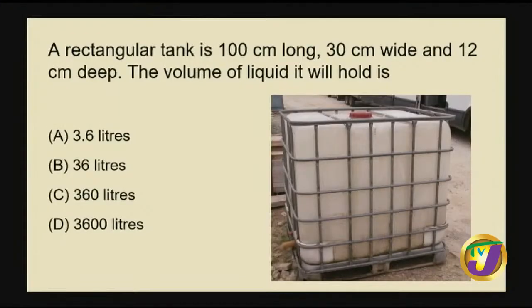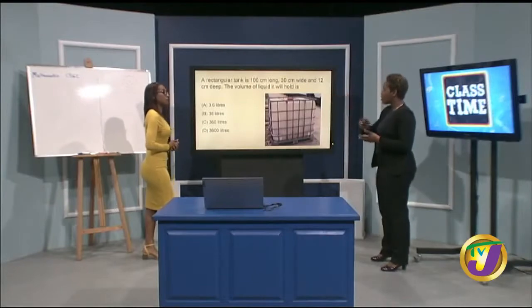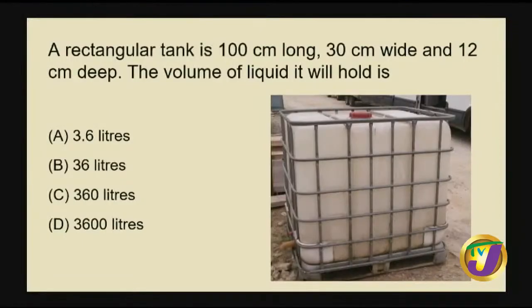A rectangular tank is 100 centimeters long, 30 centimeters wide, and 12 centimeters deep. The volume of liquid it will hold is, and you would have had your options, A being 3.6 liters, 36 liters, 360 liters, 3,600 liters. Now, it's a volume question. What do we know about volume? Three-dimensional. Great. Volume requires us to have 3 dimensions, which were given in the question. Yes. 100 centimeters long, the width of it is 30 centimeters, and the depth of it is 12 centimeters. So pretty much it's calculation.